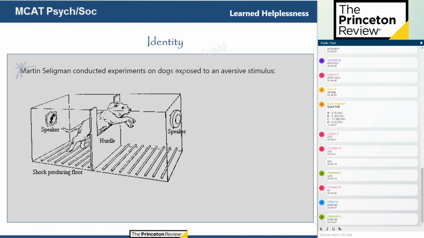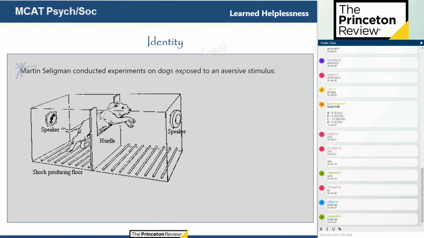And how we came to know about this is through a set of experiments that was conducted by Martin Seligman. He set up a series of experiments with these poor dogs, and that is a dog. You know, I don't know if you would agree. To me, it looks kind of like a rabbit dog hybrid thing trying to get over the hurdle.